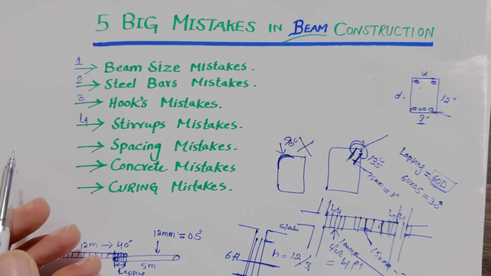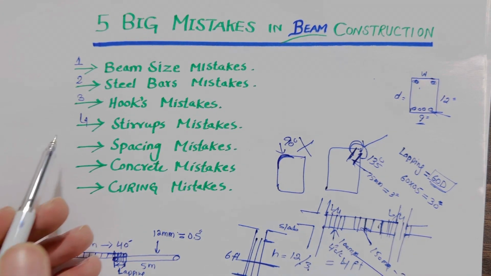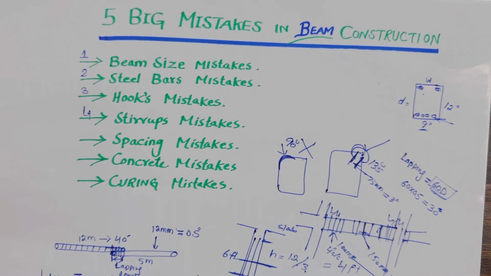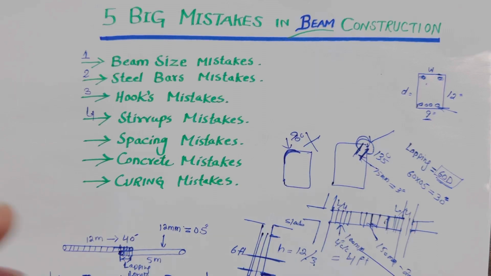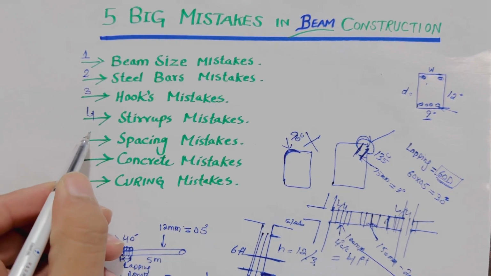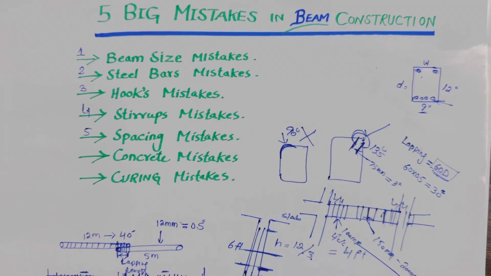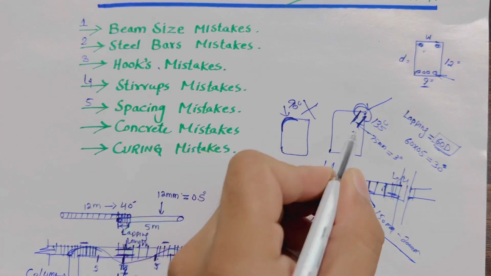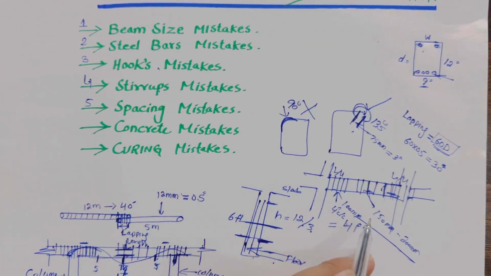The other one is, guys, especially here we have about 7, but I have 5 main big mistakes. So no problem, because I extended the mistakes here. If you see the 5th one, I have already discussed the spacing mistakes, and I already discussed the stirrups hooks. So the spacing is being done, especially here.